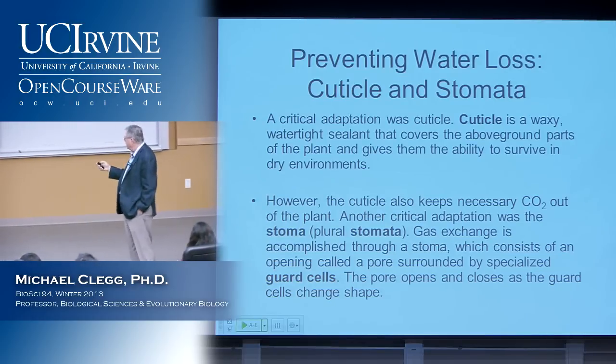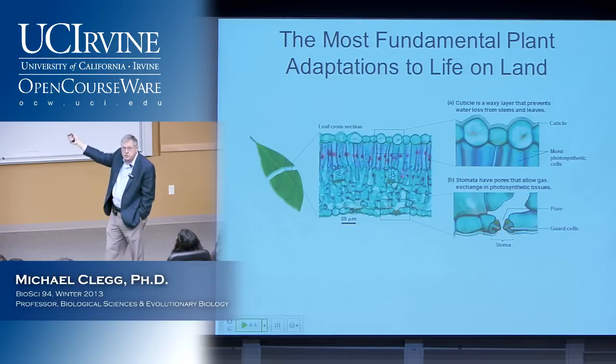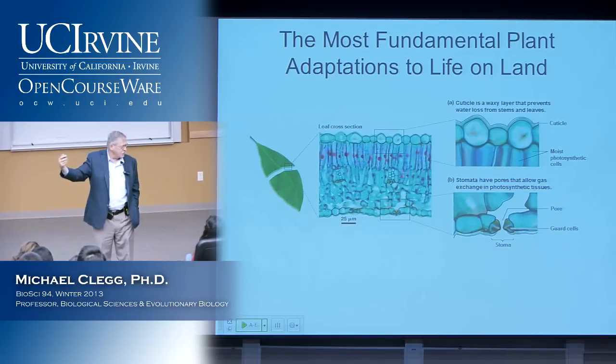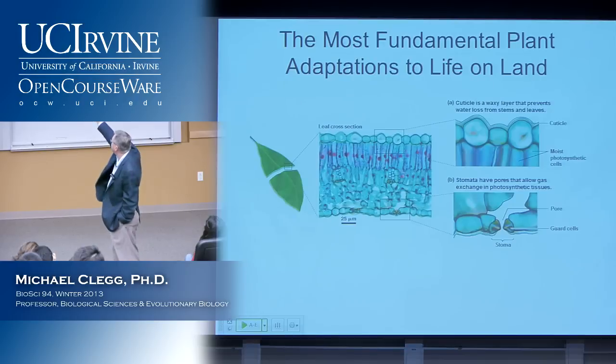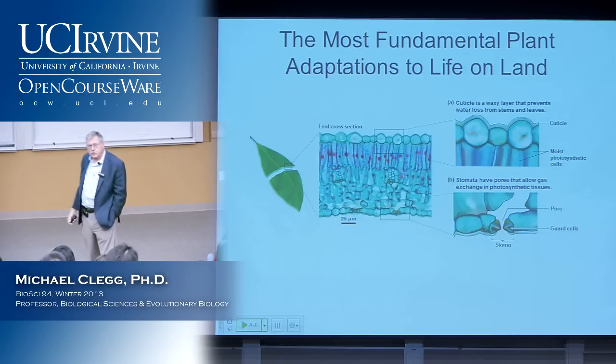So here's what it looks like. This is really a fundamental adaptation. And it's a very simple and obvious one. Any engineer would design something like this too. It's a good, obvious solution to a problem. The bottom right panel shows the stoma, the opening into the intercellular portion of the leaf. And then right at the opening are these two specialized cells called guard cells.